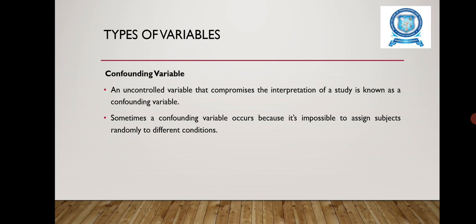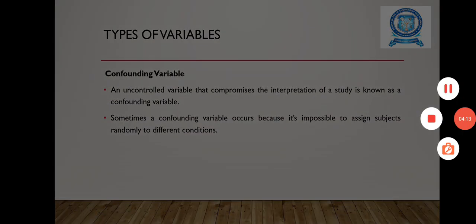Now about the confounding variable. An uncontrolled variable that compromises the interpretation of a study is known as a confounding variable. Sometimes the confounding variable occurs because it's impossible to assign the subjects randomly to different conditions. So these are the types of variables we have seen.